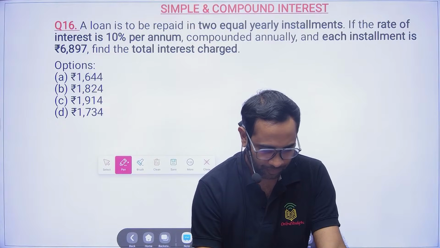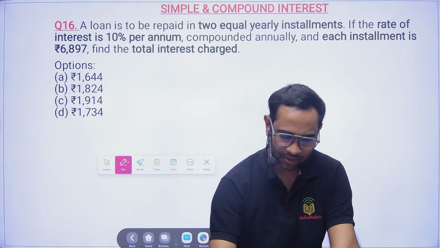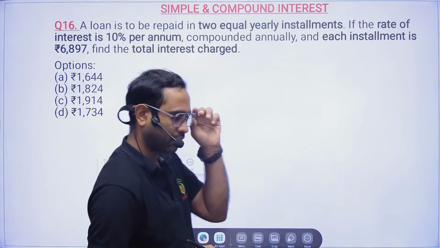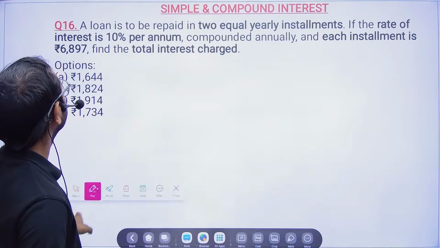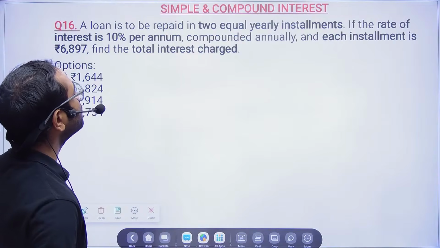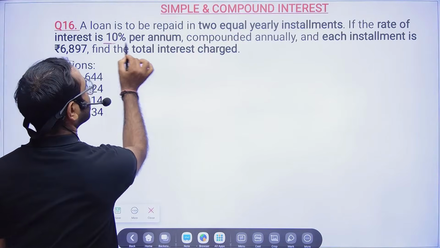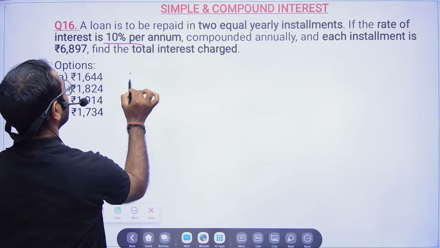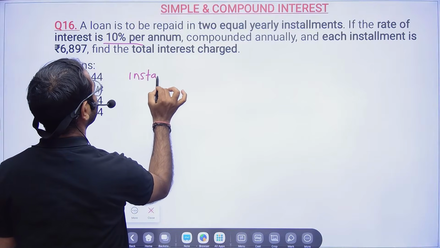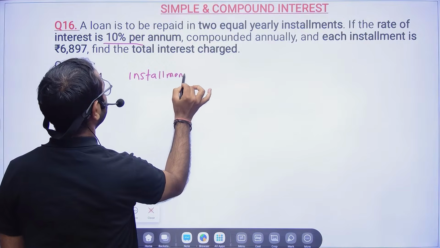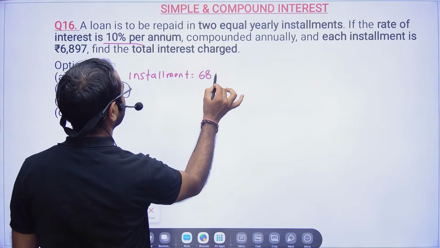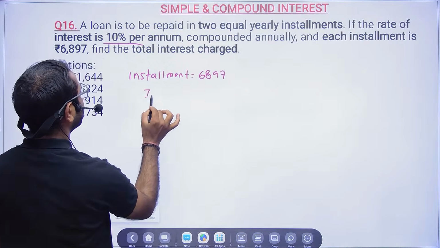Okay, so here let's see how we will be able to solve another 3 questions for today. A loan is to be repaid in 2 equal yearly installments. Rate of interest is 10% and each installment is 6897. So in this question, installment is given, right? And they are asking what the interest charge will be.